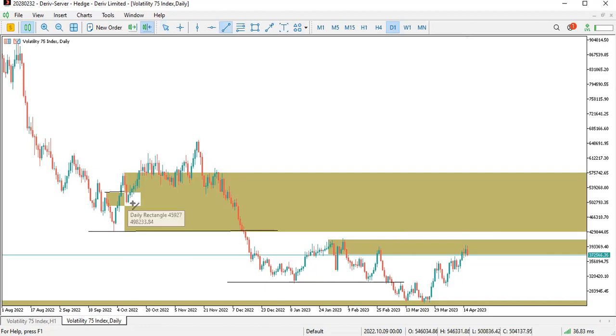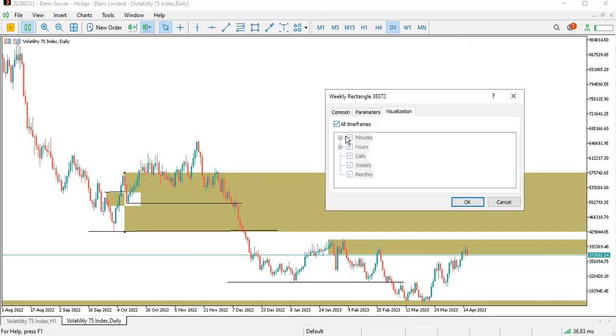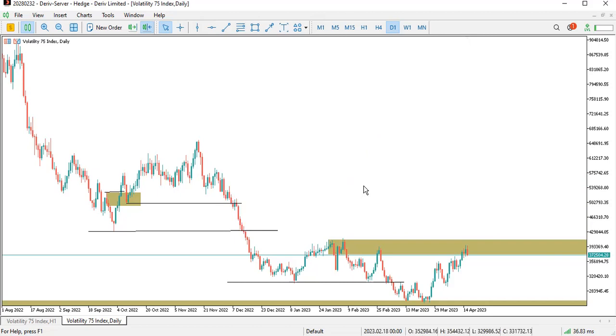So after that, what do we have? Then we have a break here, right? The reason why we have this bullish candle here is because we have a break here. So this is for the weekly time frame, it will be visible on the weekly time frame only, right? That big rectangle there. All right, cool.